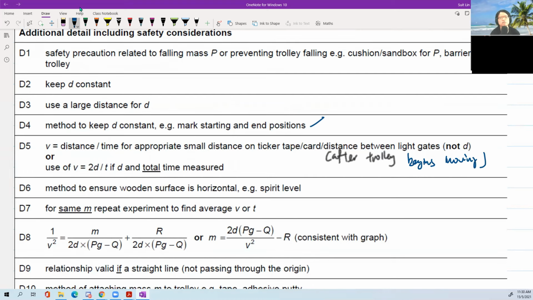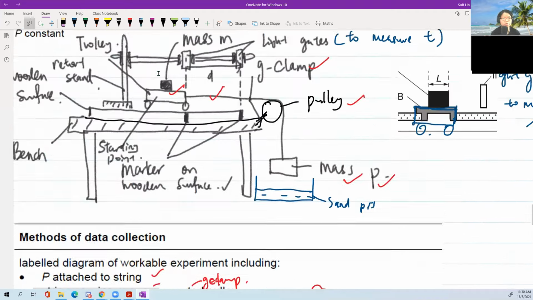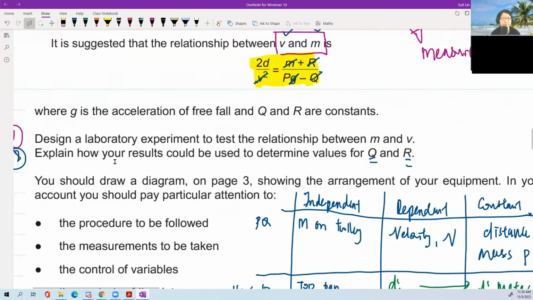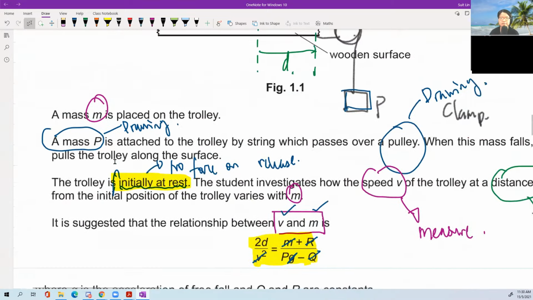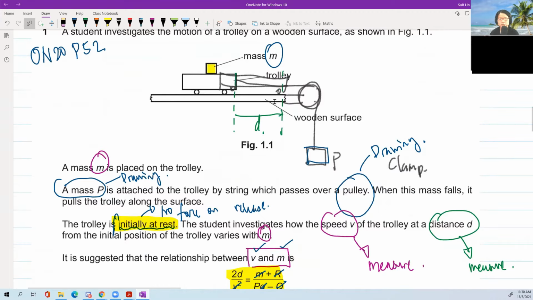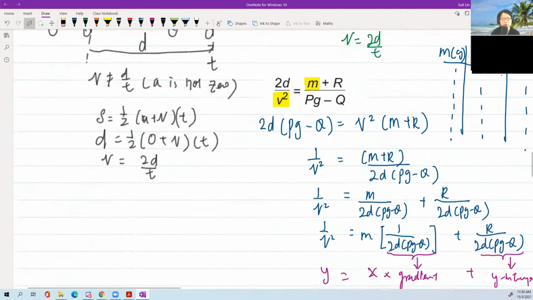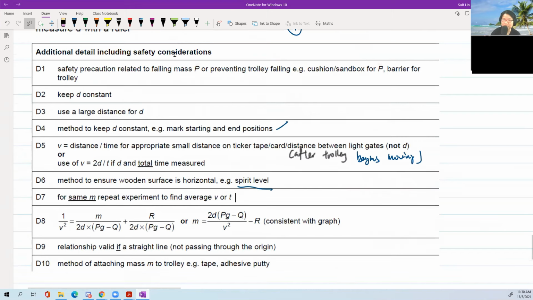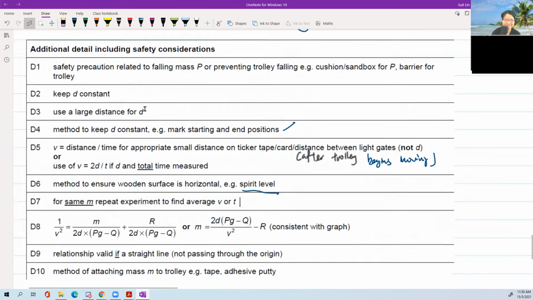Method to ensure the wooden surface is horizontal: use a spirit level. Because the surface has to be horizontal. Did they mention this wooden surface here? I think they did. From here, it's pretty obvious that it's horizontal. If you don't mention this, it's okay. You don't need all 10 marks. The maximum marks you can score is 6 only.